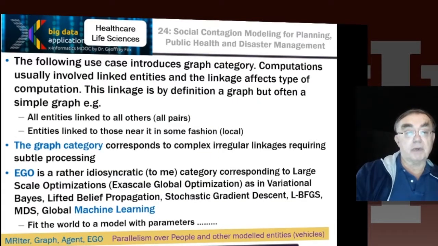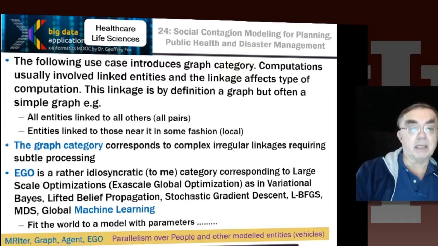So here we have the graph category, which we actually saw earlier in the diabetes case, also using graph processing, the diabetes health thing. And the idea behind graphs is the following. If you look at a set of data, a set of things, whatever the items that make up the data, they're typically linked to each other. And they can be linked in different ways.